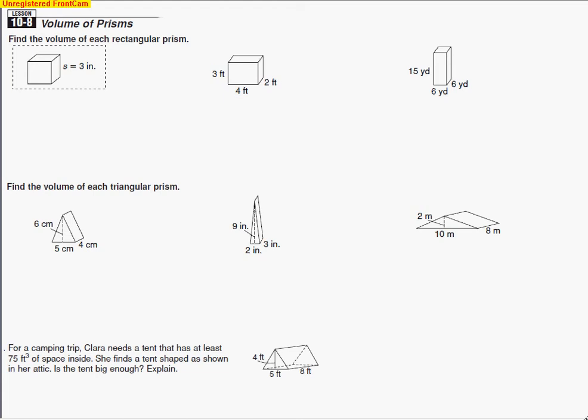In this lesson, we will be finding the volume of prisms. Specifically, we'll be looking at the volume of a rectangular prism and the volume of a triangular prism. Let's take a look at our formula that we'll end up using. When we're trying to find the volume, we're taking the area of the base, and we're multiplying that by the distance between the two bases, or what we call the height.